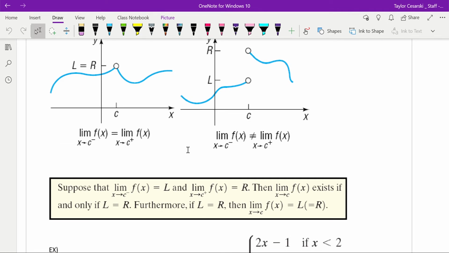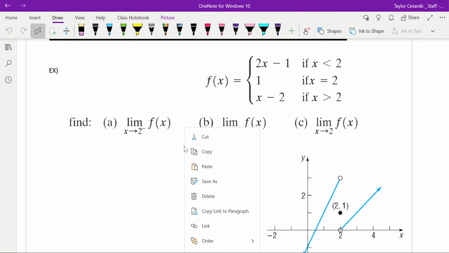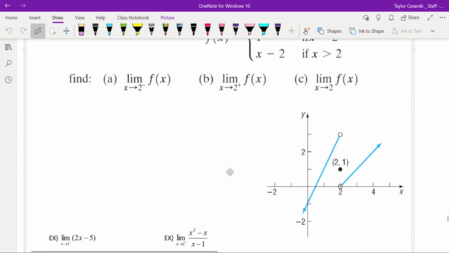If the limit as x approaches c from the left equals the limit as x approaches c from the right, then the limit exists. And if they're not equal, then the limit does not exist. So we're going to go through a few examples of that.